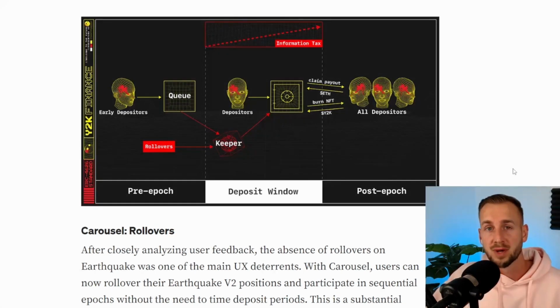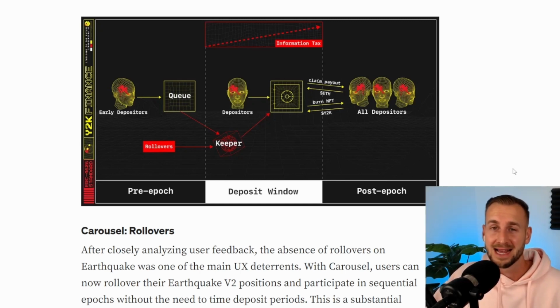So this makes an improvement on the cumbersome previous V1, where you would have to actually withdraw your positions and then redeposit them each and every time. So each epoch, you would have to go through that process, withdraw, redeposit, plus users were having to wait for the deposit windows to open.